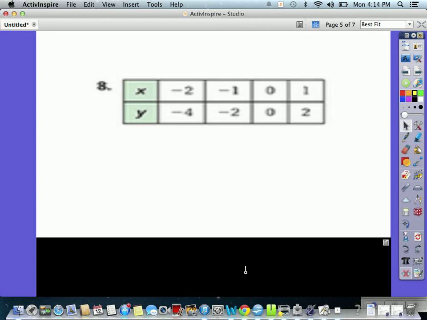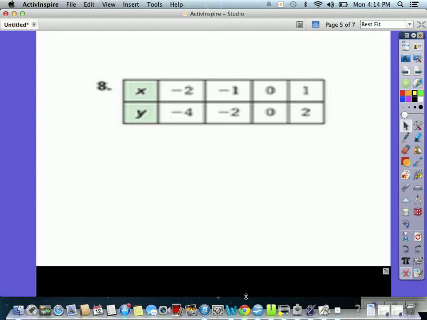Now let's do one where we actually have a table. This is number 8 on your homework. I'm going to do those steps that are on that previous page. The first thing that I'm going to do is find 2 points. I'm going to actually pick 2 different points than we used in class. In class, we used 0, 0, and 1, 2. I'm going to use -2.